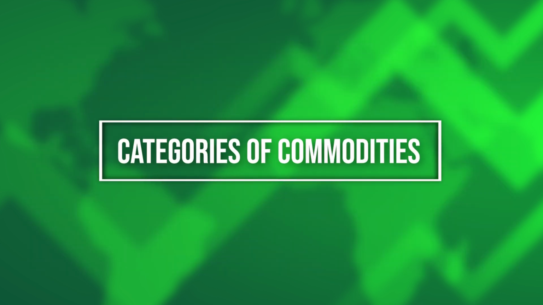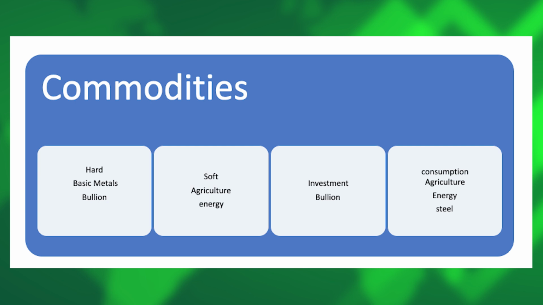Commodities can be classified in another way, like hard commodities and soft commodities. Hard commodities are basic metals and bullion, whereas soft commodities include agriculture and energy. In another way, there are investment commodities like bullions, and there is the consumption category, which includes agriculture, energy, and steel.